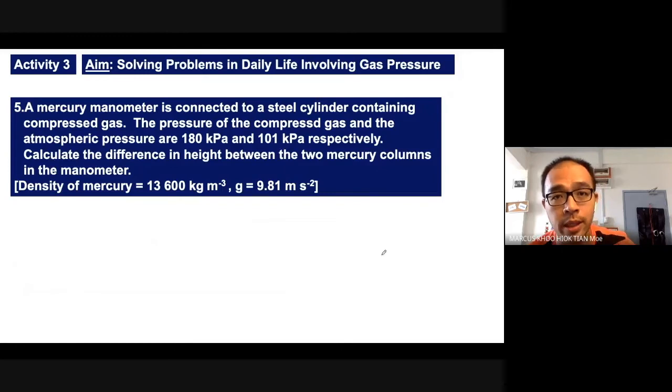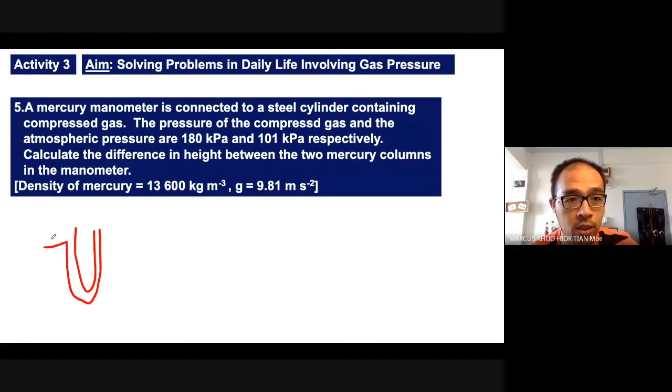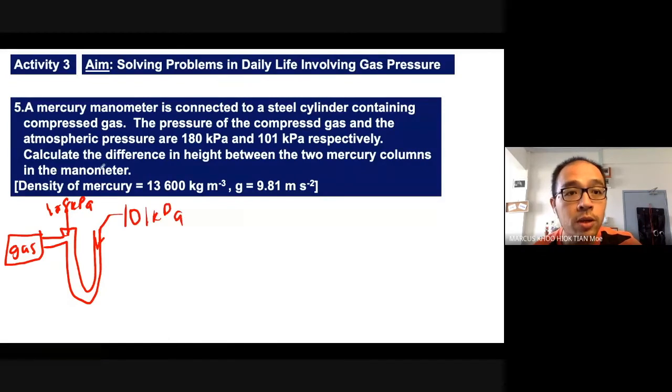Let's take a look at this now. A mercury manometer is connected to a steel cylinder containing a compressed gas. So you have a manometer over here, and it's connected to this one, with gas over here. Please forgive my ugly drawing. Now the pressure of the compressed gas is 108 kilopascal and atmospheric pressure is 101 kilopascal. So calculate the difference in height.